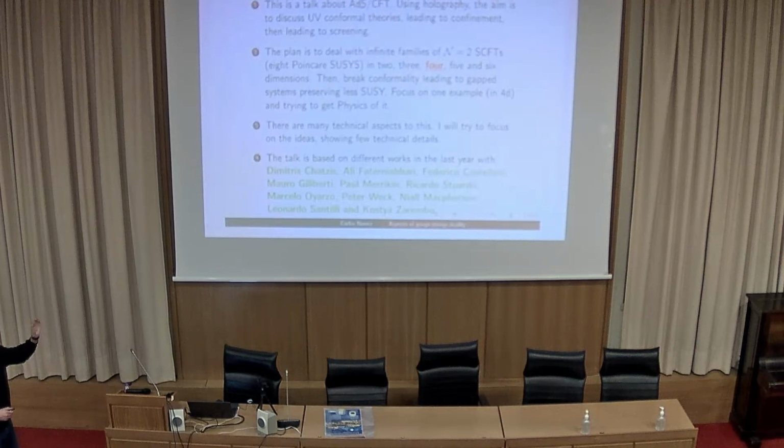This will lead to a gapped system. It will preserve less supersymmetry. I will focus on one example in 4 dimensions and try to get physics out of it. In the different dimensions, what I will discuss generically works when you have 8 Poincaré supersymmetries. Okay? So it's what you may call N=2. In 5 dimensions, you call it N=1. In 6, you call it N=(1,0), but with 8 Poincaré supercharges.